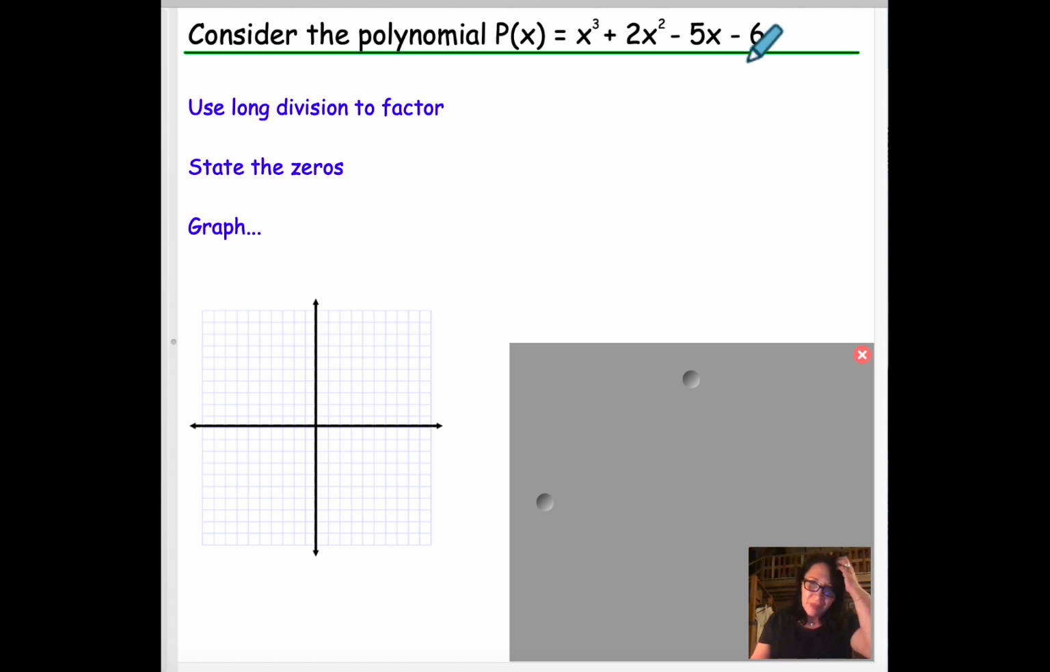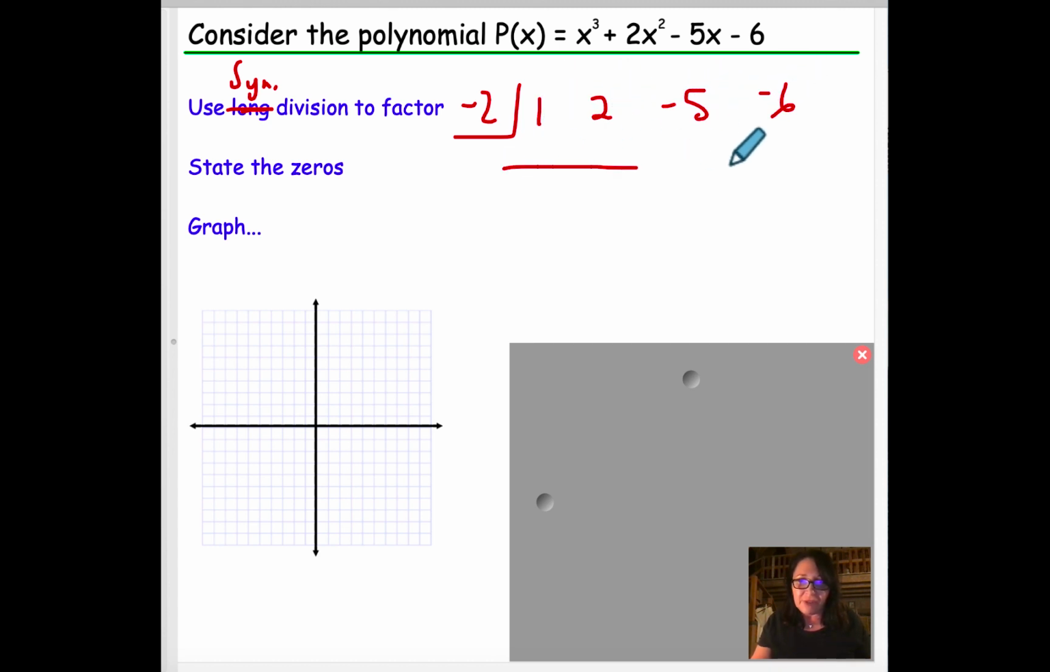Okay, still I'm looking for a 0. So now I'm not going to try negative 2. I'm going to erase all of this here, because I'm still trying to find a 0. So instead of trying negative 2, let's try positive 2 and see what happens. Okay, 1, multiply across, add down, multiply across, add down, multiply across, add down. So we found a 0 at 2, 0.